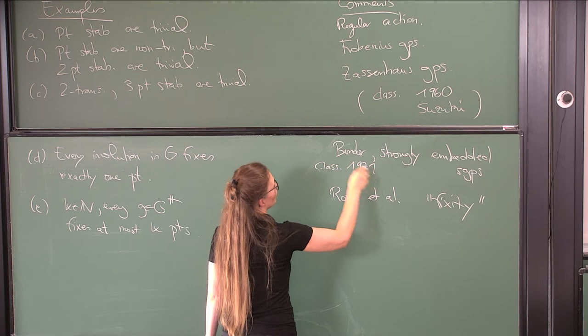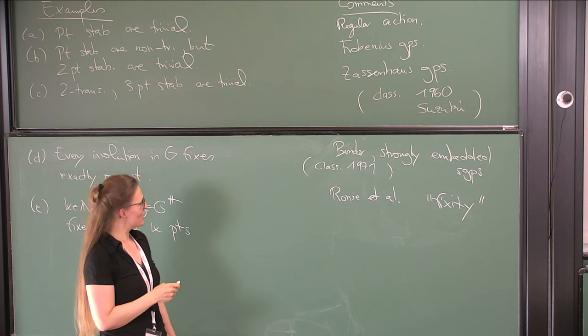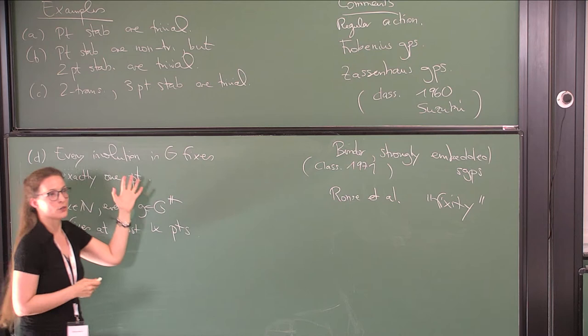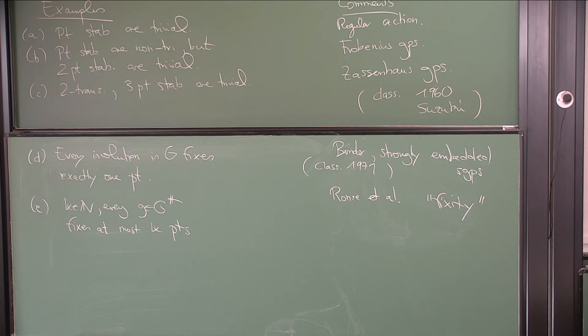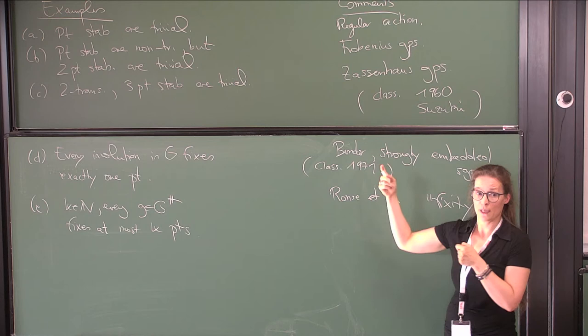And we'll talk more about this later. Let me just say that this concept here can be generalized to talking about two fixity. And by two fixity, I mean the maximum number of fixed points of involutions. And there's a line of work, not starting with Bender, but even starting earlier.